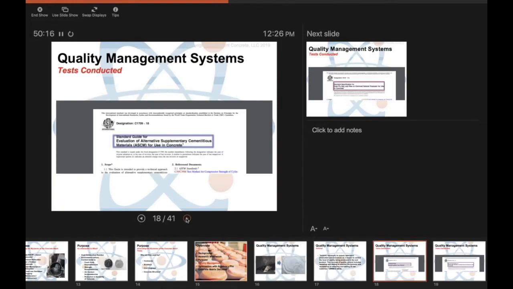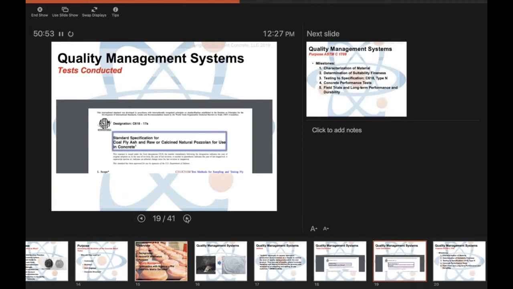So this is at least a very top portion of ASTM C1709. This is for educational purposes only. And as the ASTM reads, it's a standard guide for evaluation of alternative supplementary cementitious materials for use in concrete. And it specifically states within this ASCM that it is to be used when other materials are not available that fall under those ASTMs that we are used to. Next slide, please.